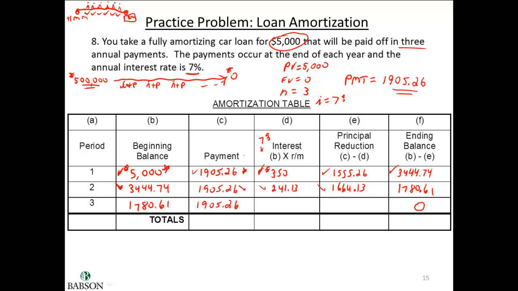So what interest is going to be charged by the bank for year 3? Well, how much have you borrowed from them? Well, it started off at $5,000, but now the balance is only $1780.61. So $1780.61 times our 7% interest rate means that the bank's only going to charge us $124.64 of interest that third year. We're still making a payment of $1905.